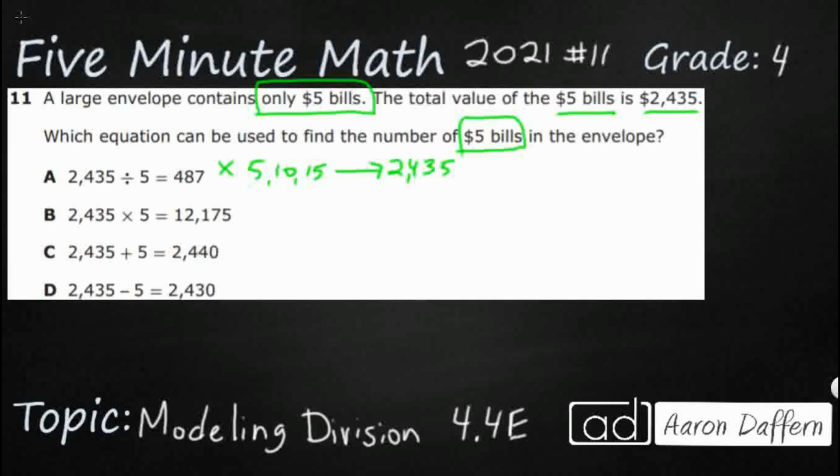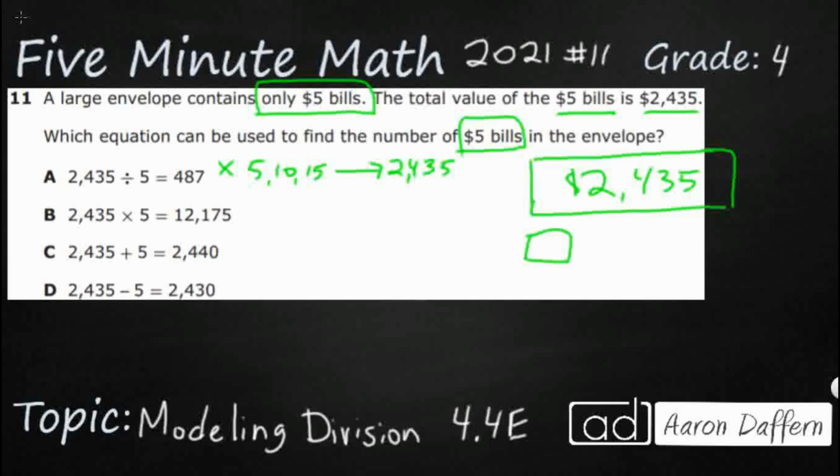Let's see what this would look like on a strip diagram to see how this would help here. So we already know the total, and that's going to be our 2,435. They give us that right there. And then they say that we have $5 bills. And then the question is how many $5 bills are there in our envelope that's got $2,435 worth of $5 bills? So we don't know how many fives there are. So we've got some different options here, and they give us the equations of addition, multiplication, subtraction, and we've got division as well. So let's just take a look at this first one, and even though they give us the answers, let's at least look. That's a pretty big division problem here.